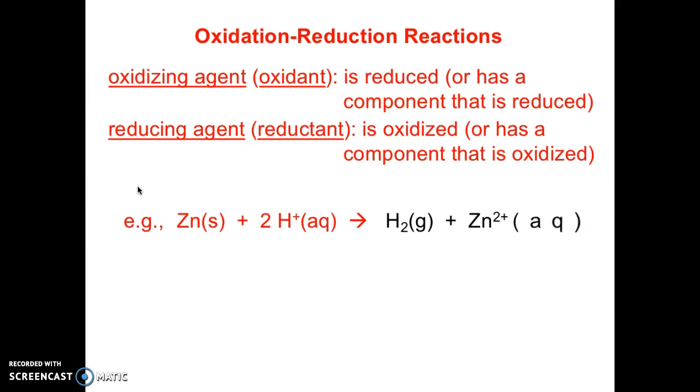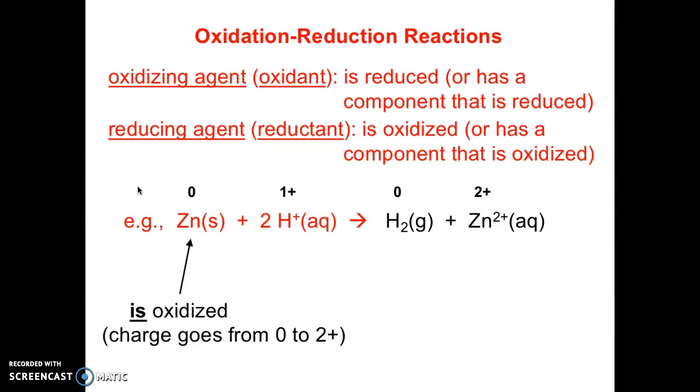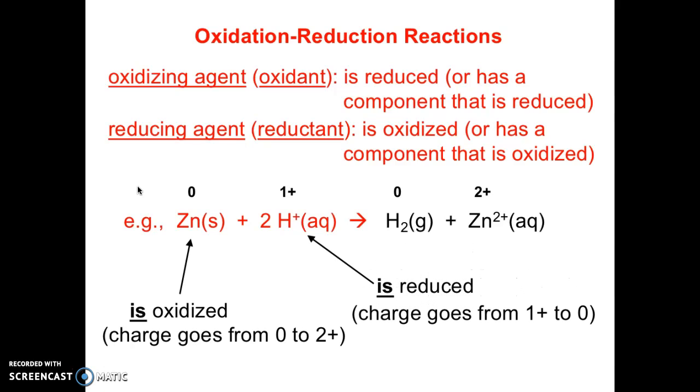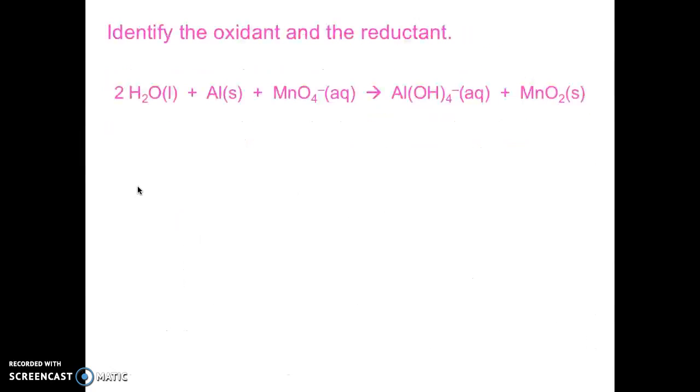So in something like this, where we have zinc and hydrogen, you can see that the charges are 0, 1 plus, 0, and 2 plus. So you can see that the zinc is being oxidized, right? It's going from 0 to plus 2. And then the hydrogen is being reduced, from a charge of 1 plus to a charge of 0. So the zinc is our reducing agent, and the hydrogen is our oxidizing agent.